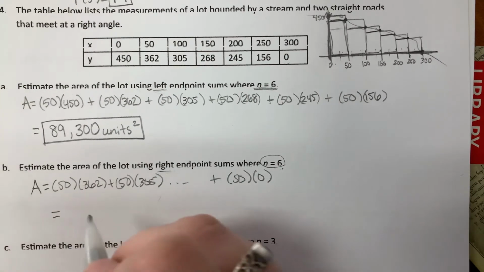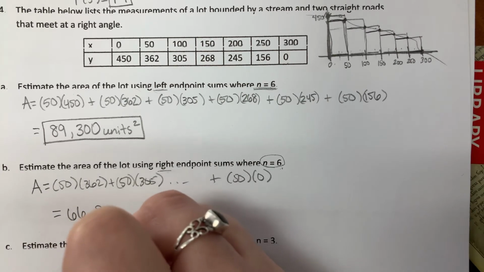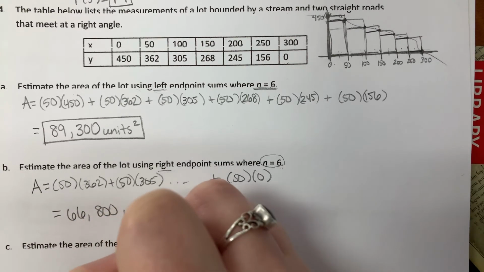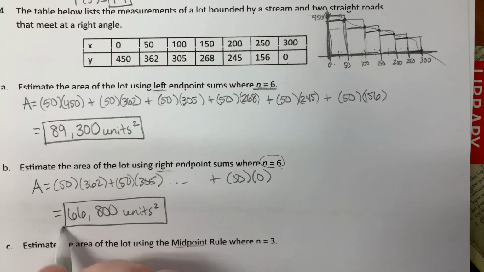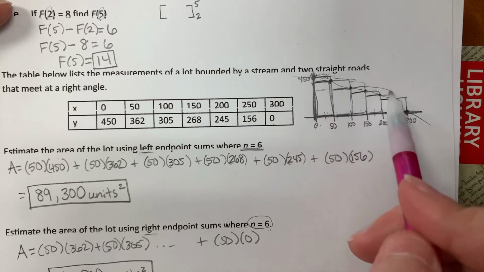So this one ends up 66,800 units squared.